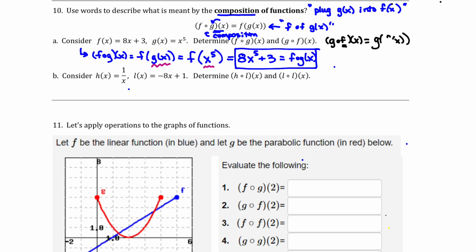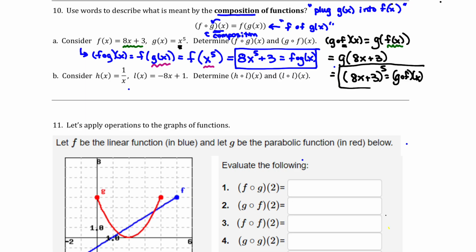So go back to your function, and so what is f? f is this guy right here. So we're plugging f into g. Let me write that out. That means I'm taking f, which is 8x plus 3, and I'm substituting it into the function g. And so that means I'm going to take 8x plus 3, and I'm going to raise it to the fifth. And that is g composed with f of x. Composition plays a critical role in calculus, so make sure you do a lot of practice with these, okay?